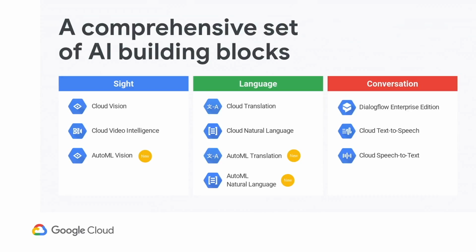Here we dive a little bit deeper into our comprehensive set of AI building blocks. On the left-hand side, you can see is sight. So things around Cloud Vision and being able to understand optical character recognition, like you talked about before with your receipts, understanding what's in the text. Language, so speech to text, translation, and conversation engine, which we'll be talking a little bit about conversation technology. We will. Yeah. Conversation technology, and particularly Dialogflow, which is our chatbot platform.